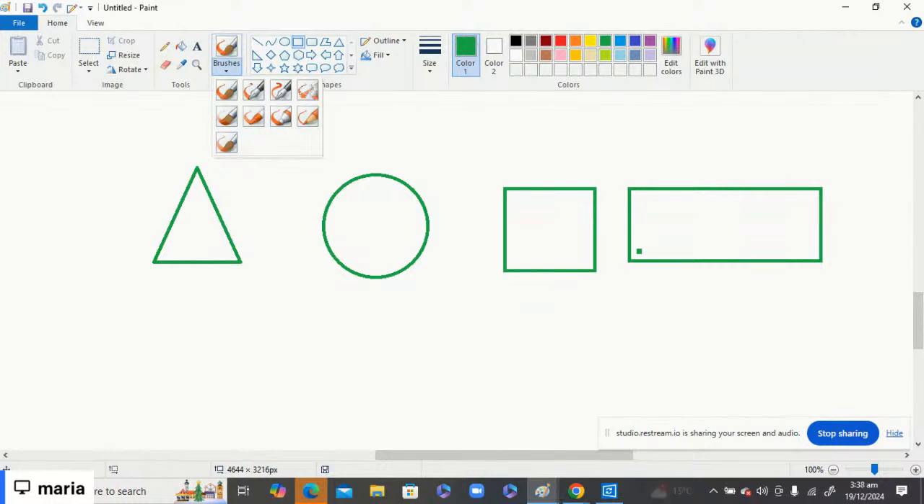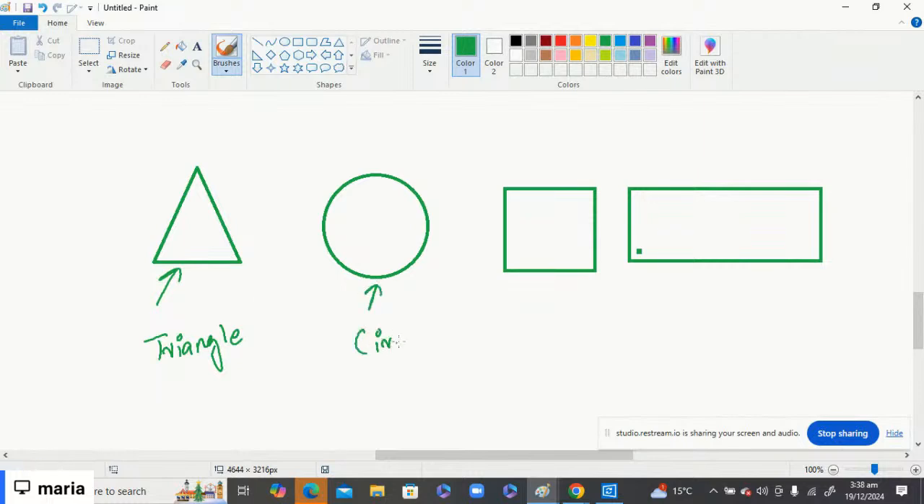Shape of the triangle. Here is the shape of the circle. I was just checking my mic, okay? So this is the shape of the triangle. Here is the shape of the circle. Here is the shape of the square.